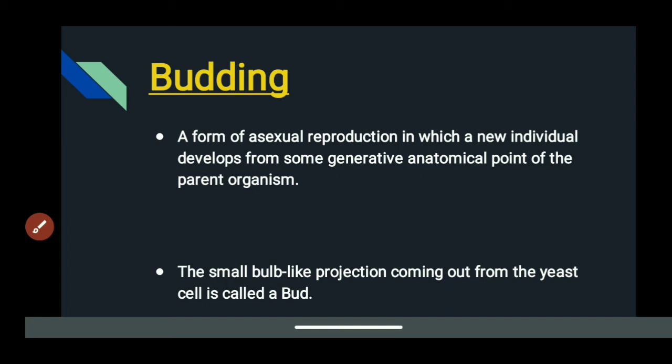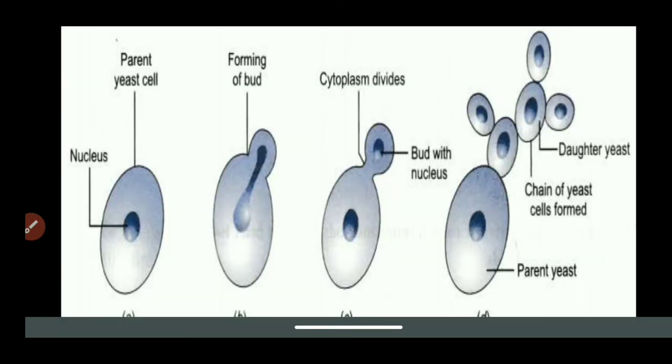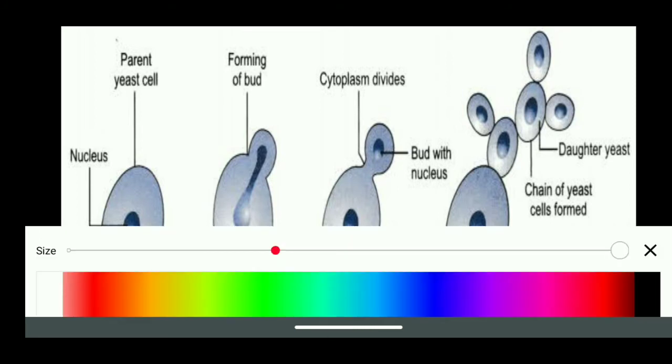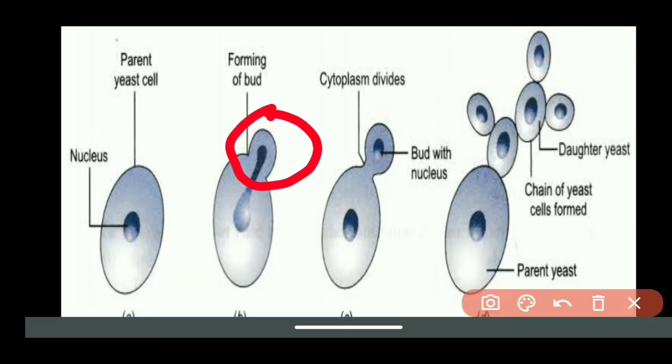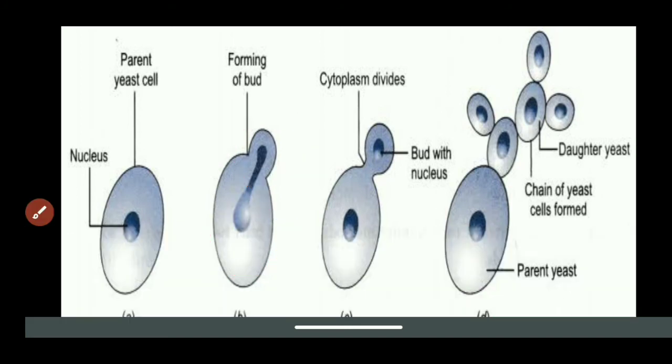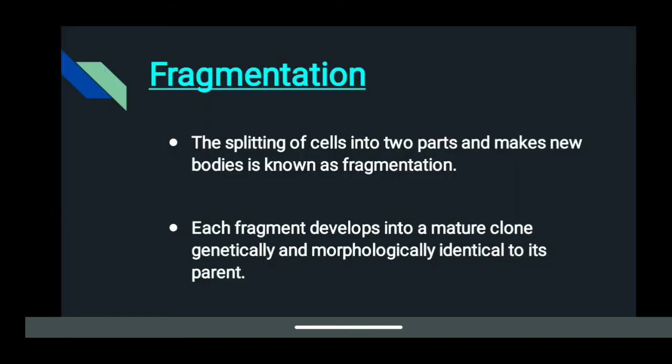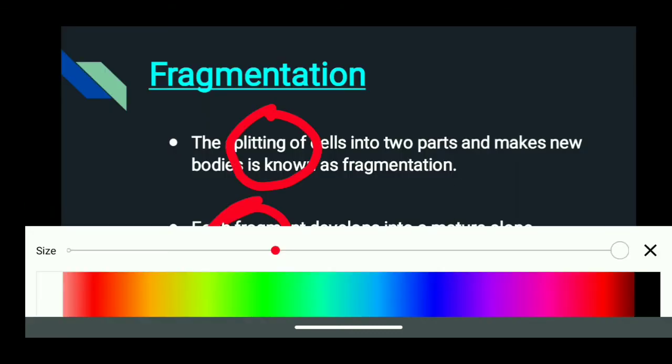coming back to the definition, a form of asexual reproduction in which a new individual develops from some generative anatomical point of the parent organism. The small bulb-like projection coming out of the yeast is known as a bud. Here, this is known as the bud, and this is known as the parent body. Okay, moving on. Next type is fragmentation.